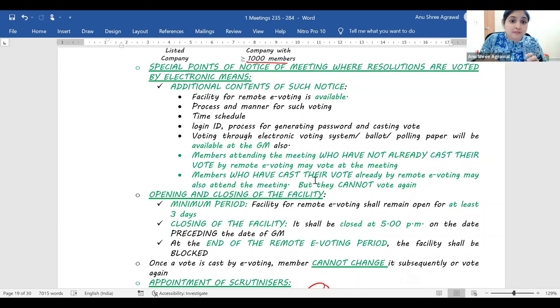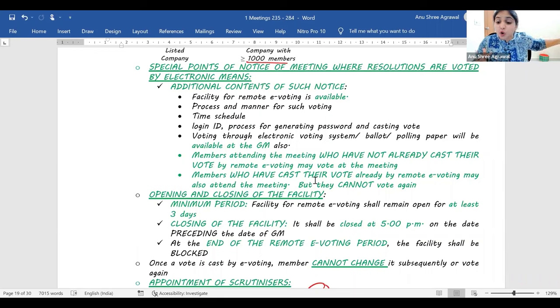In the notice, we also have to write, members listen: if you already put your vote electronically, you can't vote again in the meeting. But tell me, I already cast my vote electronically. Can I at least attend the meeting? Yes, I can attend the meeting. Answer another question. I already voted electronically. Can I appoint a proxy to attend the meeting on my behalf?